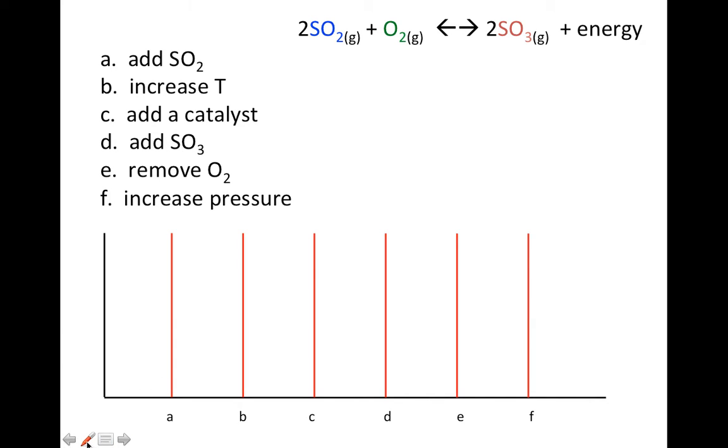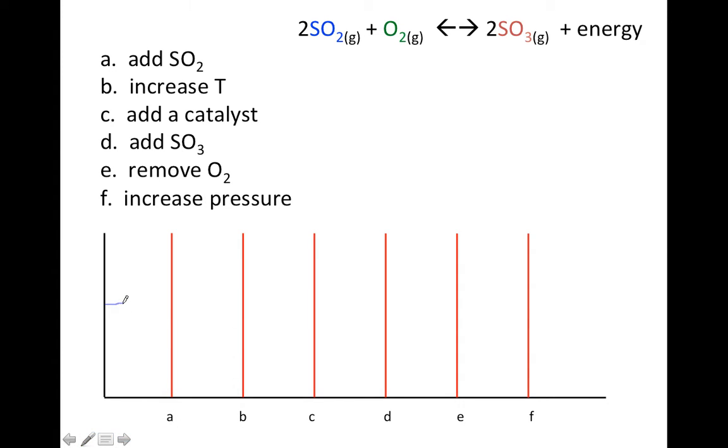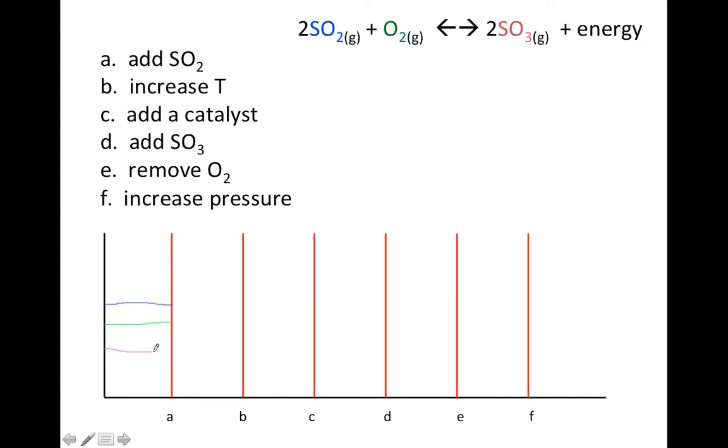So first thing is I need to get a good pen color, so let's see if we can get blue. And we'll just put that's supposed to be a flat line there. And then I need green, so we'll put a green line right around there. And we'll try magenta here. So these are all supposed to be flat lines.